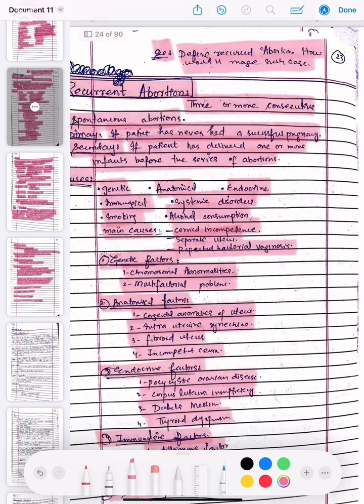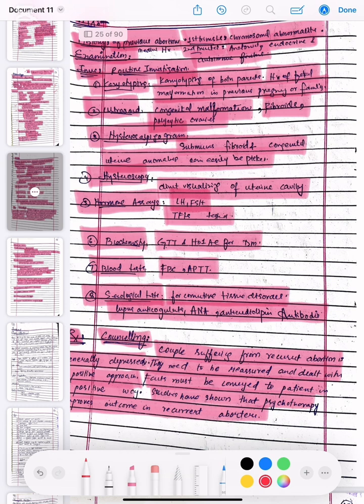We have discussed recurrent abortion, what the scenario is. So we have defined recurrent abortion and then how we will manage it. When there are 3 or more consecutive spontaneous abortions, it is recurrent abortion and it may be primary or secondary. Then we have discussed the causes, the genetic factors, the anatomical factors, endocrine factors, and the immunological factors. Then we have discussed the management options.